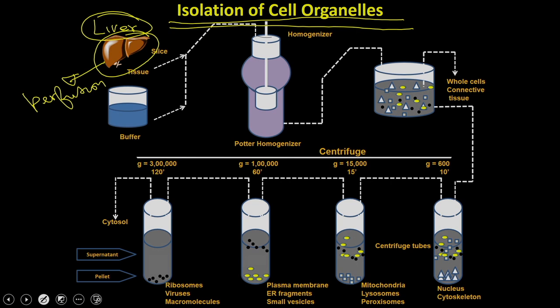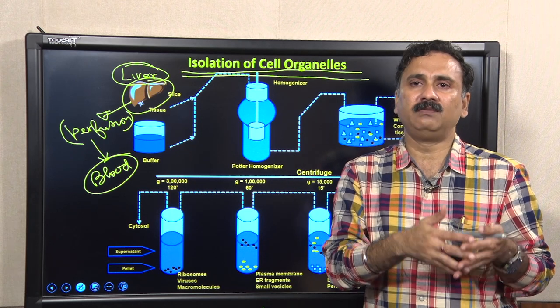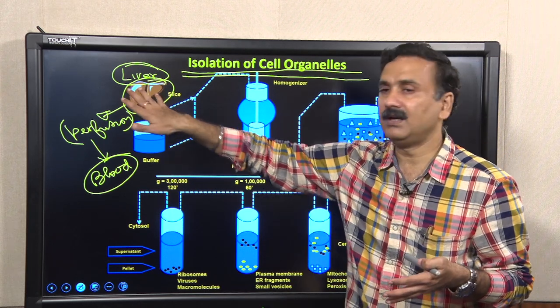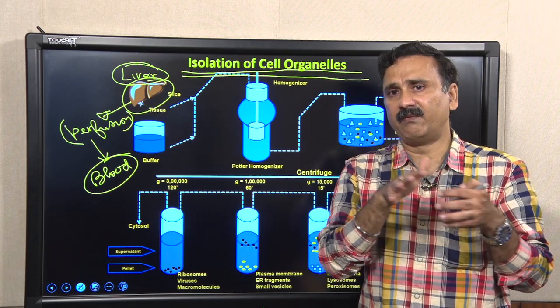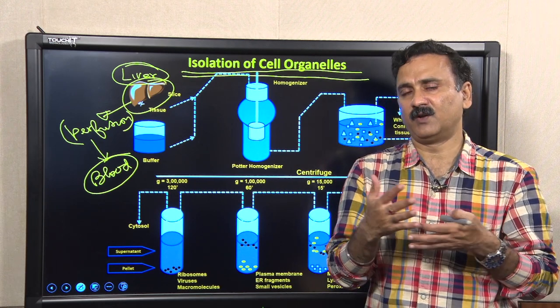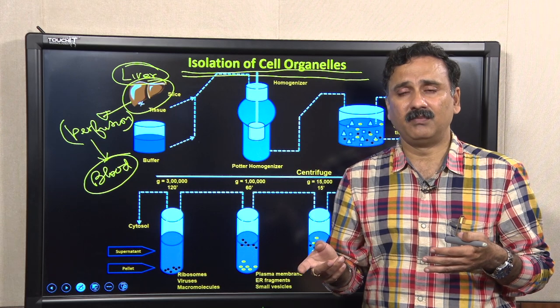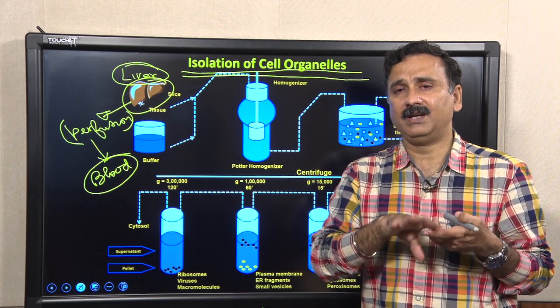Perfusion is a process which removes the blood from the liver, because the liver is a vascularized organ. The liver has a full supply of blood, and because of that, when you are trying to isolate the liver cells, you are also going to have contamination of blood cells, because the blood is present in the liver. So the liver can be perfused with isotonic solutions, like saline or phosphate buffer saline, and that is going to remove the blood present inside the liver, and the contaminating cells.